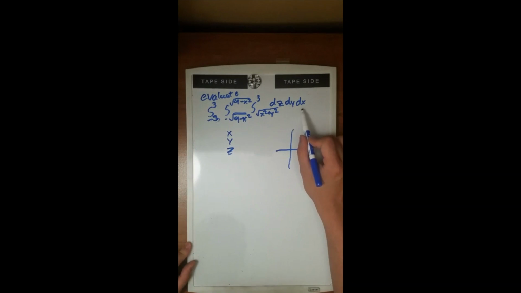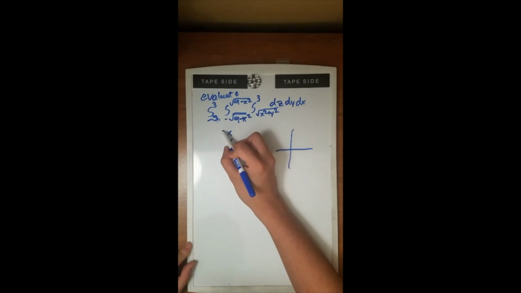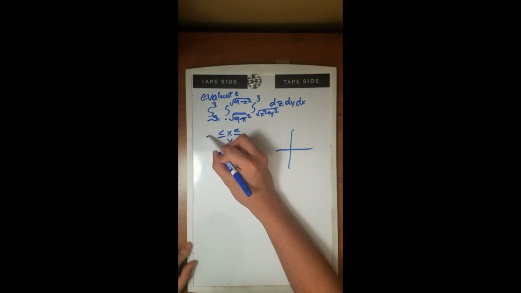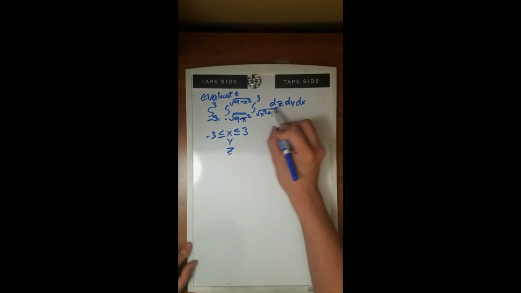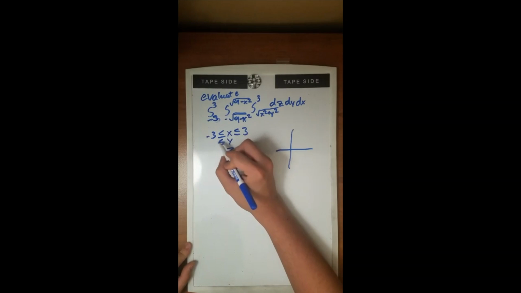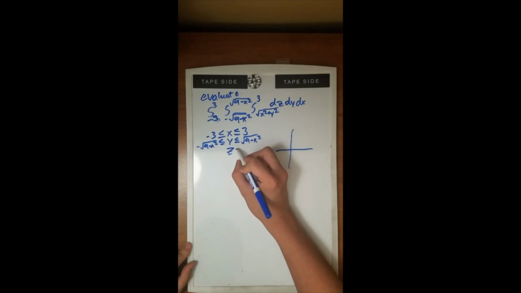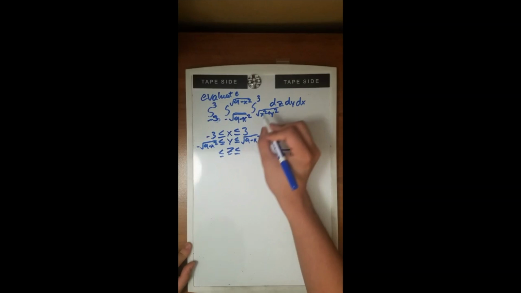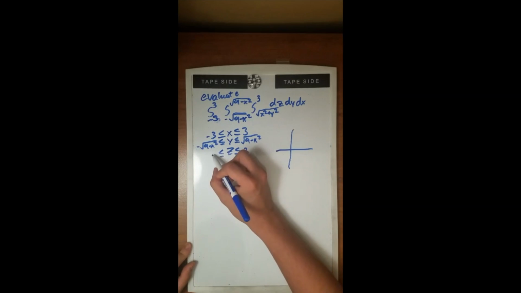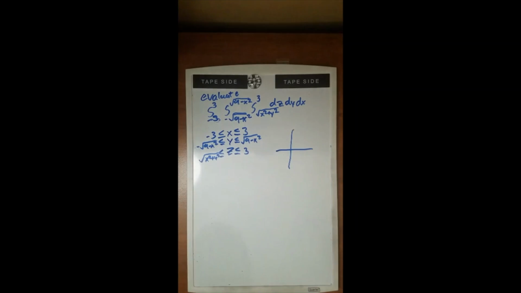As we see here, dx corresponds to the bounds over here, so the x bounds will be negative 3 to 3. dy will correspond to the bounds over here, which means that it'll go from negative square root of 9 minus x squared to the square root of 9 minus x squared. The other one's the square root as well. And z will go to 3 from the square root of x squared plus y squared. Now, we're going to want to convert this into cylindrical coordinates.